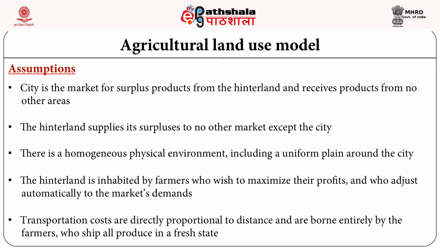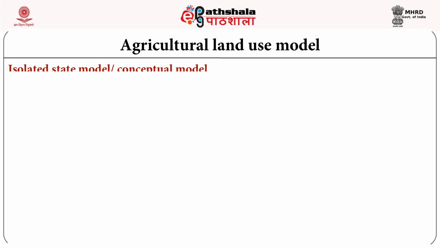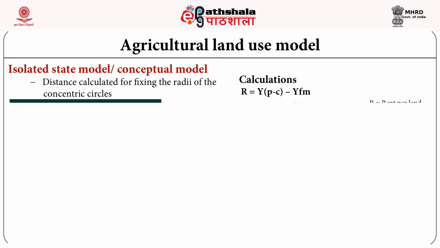Now, you can see in this figure the isolated state model or the conceptual model, where the distance is calculated for fixing the radii of the concentric circles. It shows how these concentric circles show the distance.